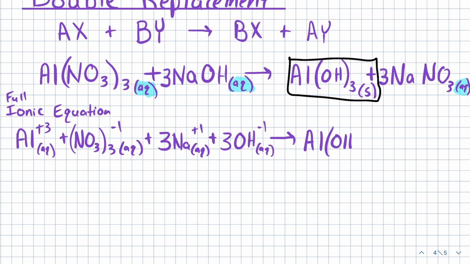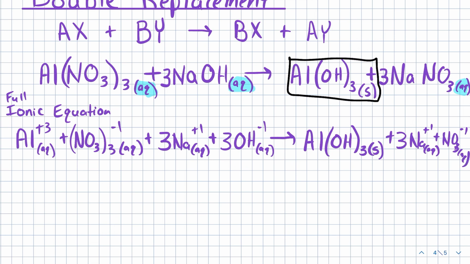This is a crystal lattice because it's an ionic compound. So it stays together. That attraction between those two ions is strong enough that it will not dissociate, or it will not break into its ions in water. Plus 3 sodium, which is aqueous. Run out of room here. Plus NO3. Sorry, sodium was +1. NO3 is -1. And it is aqueous.